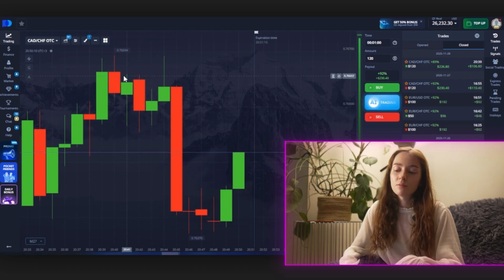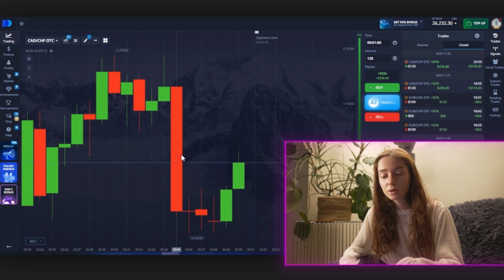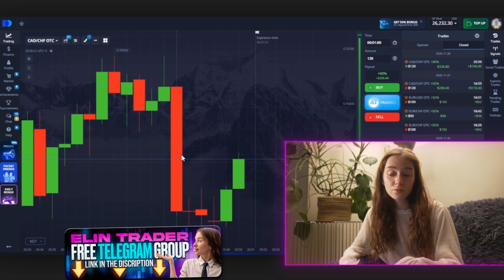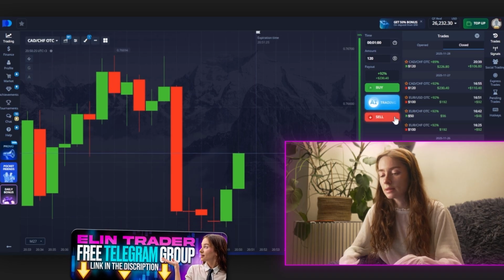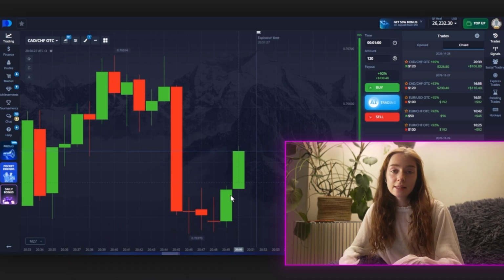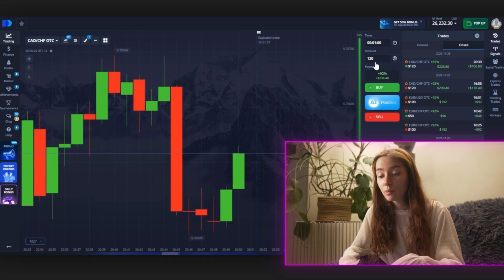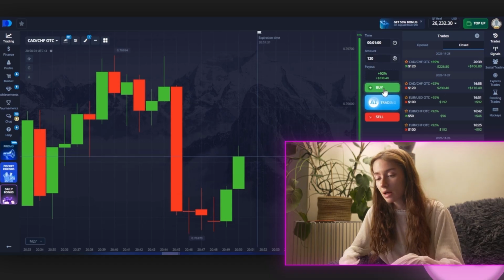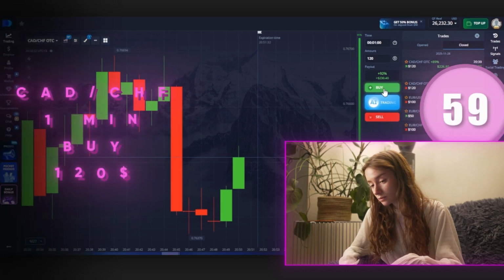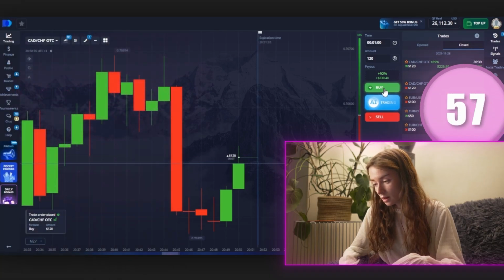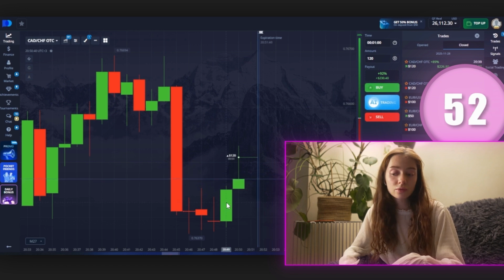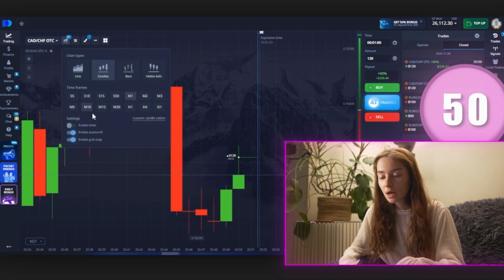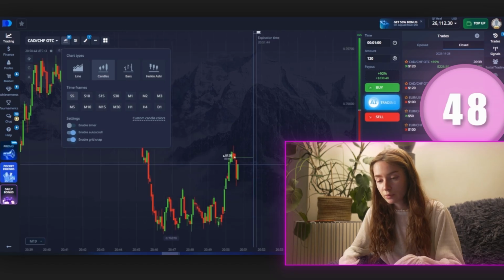If before this the market had also been moving downward with large or medium red candles, then opening a sell trade would make more sense. As you can see, the market is now moving upward and stabilizing. I will open a buy order. We wait for 1 minute. Overall, this is an impulse.